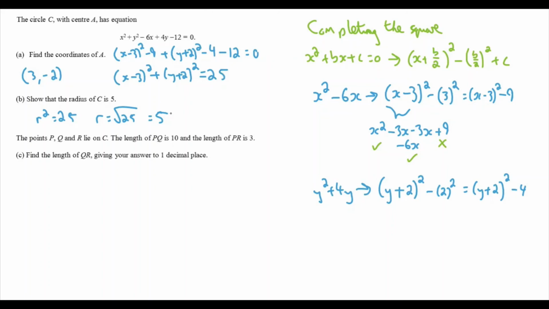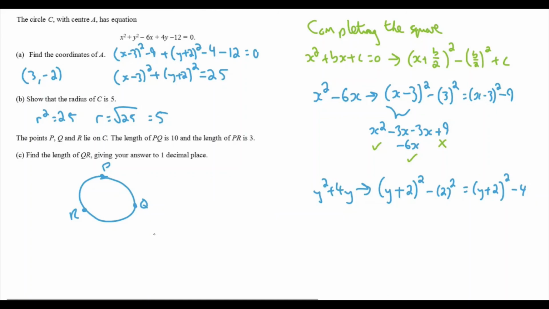Lastly though, the points P, Q and R lie on C. The length of PQ is 10 and the length of PR is 3. Find the length of QR, giving your answer to 1 decimal place. Now, just reading this, it seems that they haven't told us where P, Q, and R are, other than if we were just to look at circle C, maybe P is here, Q is here, and R is here. We have no immediate indication where they are. Maybe R could be a lot closer to P, or it could be a lot closer to Q.